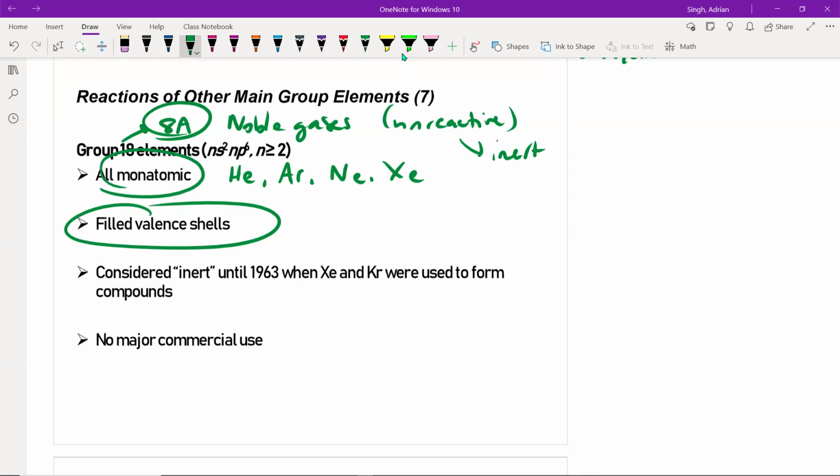There really isn't a whole lot of commercial use for these, and definitely there's no biological use for these, so we don't tend to see them very often. But they are important. They form a pretty significant portion of the periodic table.